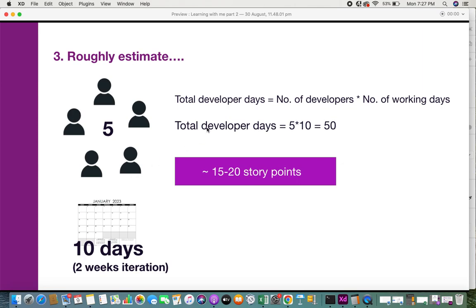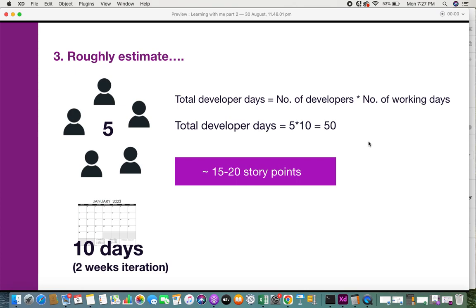Now how do you calculate the developer days? How many developer days do you have in hand? That equals the number of developers times the number of working days. So in this example, you have 5 times 10, which gives you 50. So you have 50 developer days.